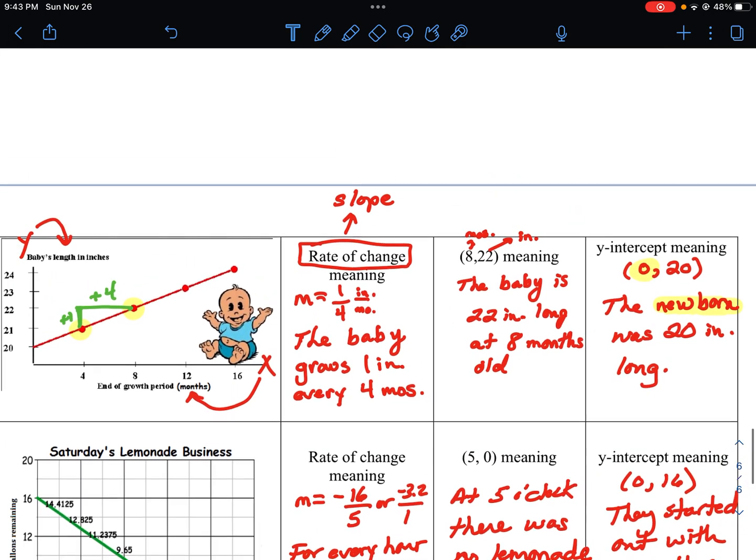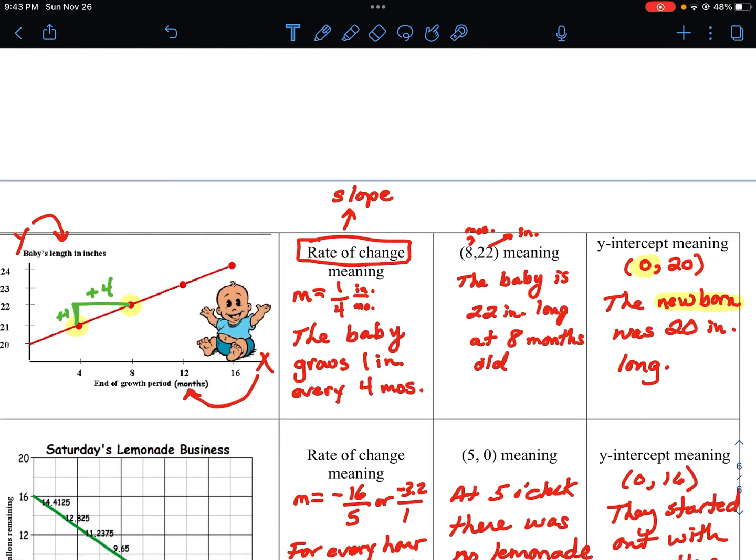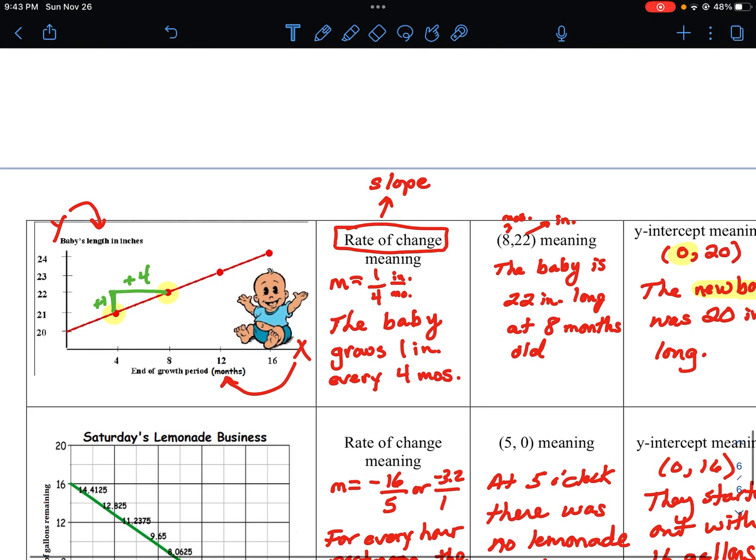So fairly straightforward. Let's talk about when we write it in a little different format, where we just say, here's a graph, tell me the slope. Well, again, you have to pay attention to the graph. So when we look here, the x-axis is counting by 4s. And it's going up 1, so up 1 and over 4. So that's the baby grows 1 inch every 4 months.